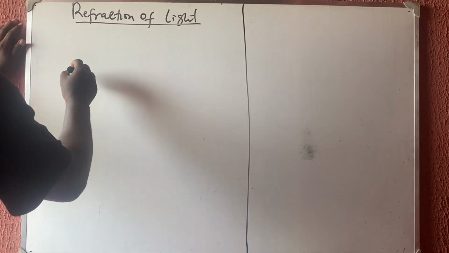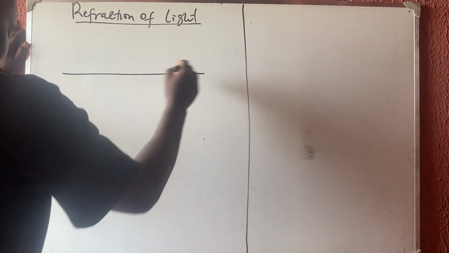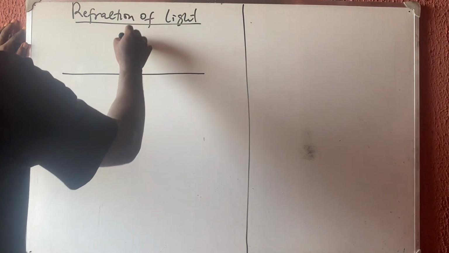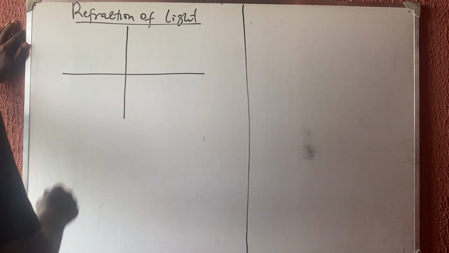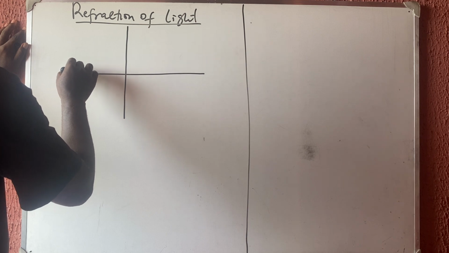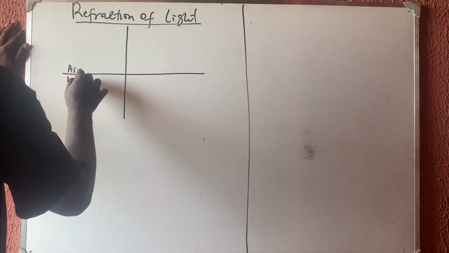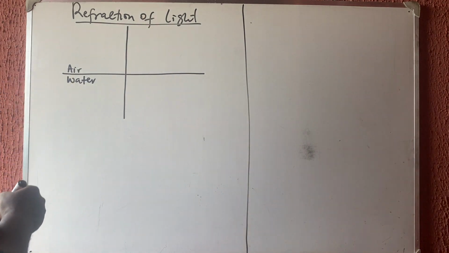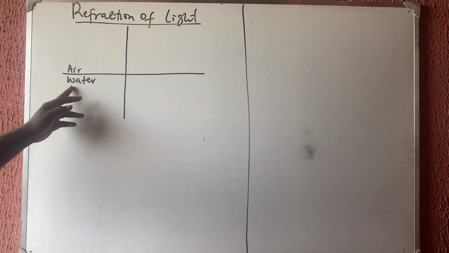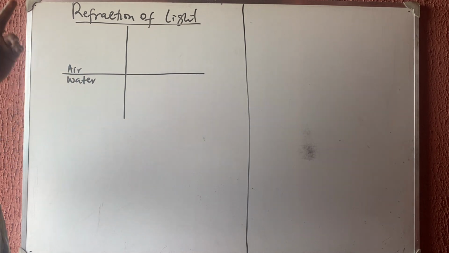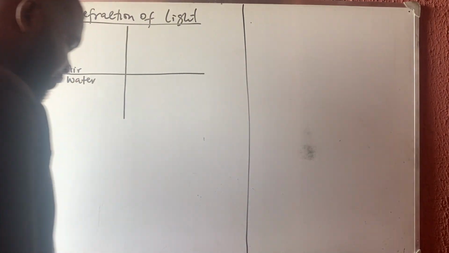If I have this, this is my interface, and this is my normal. Let me say that here is air, and here is water. Water and air have different density. Water is denser than air, or you can say that air is less dense than water.